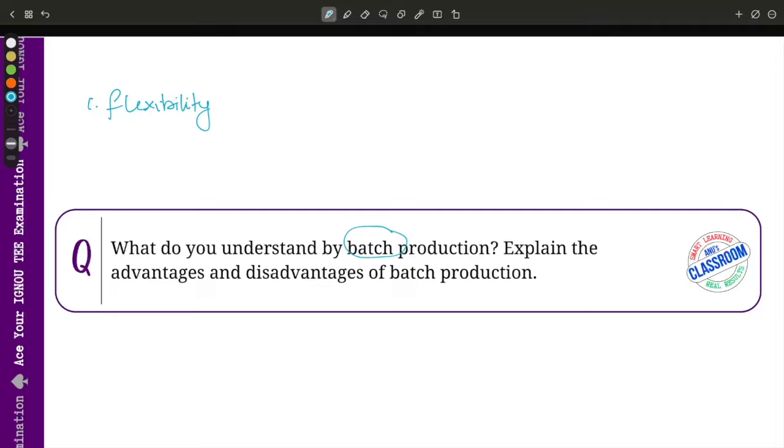This kind of a production method allows manufacturers to switch between product lines easily and even produce customized products in small quantities. And it also provides what is known as economies of scale. This lowers the cost per unit when we are producing in larger batches.